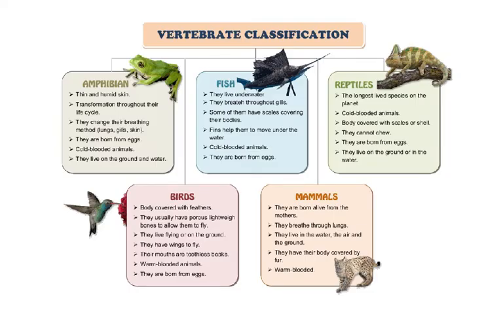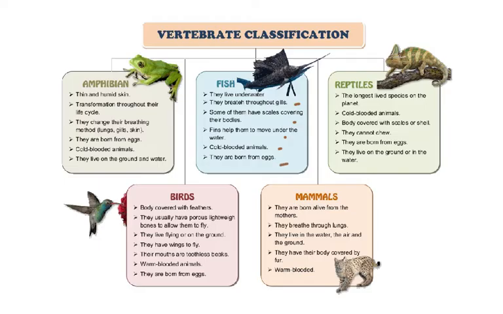Now another slightly more detailed one. Amphibians: thin and humid skin, transformation through their life cycle. They change their breathing methods: lungs, gills, and skin. They're born from eggs, cold-blooded animals. They live on the ground and in water. Fish: they live underwater. They breathe through gills. Some of them have scales covering their bodies. Fins help them to move underwater. Cold-blooded animals, they are born from eggs.